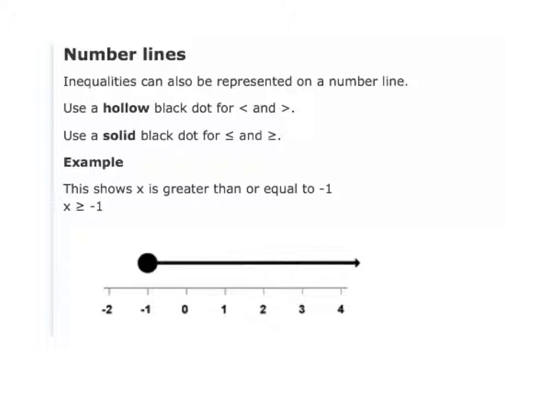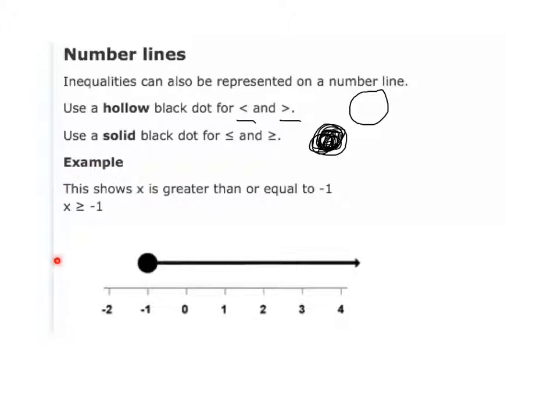Quite often we need to show inequalities or represent them on a number line. If we have a hollow black dot, that just means an empty circle, and we use these to represent less than and greater than. A solid black dot or a coloured in circle represents is less than or equal to, or is greater than and equal to.